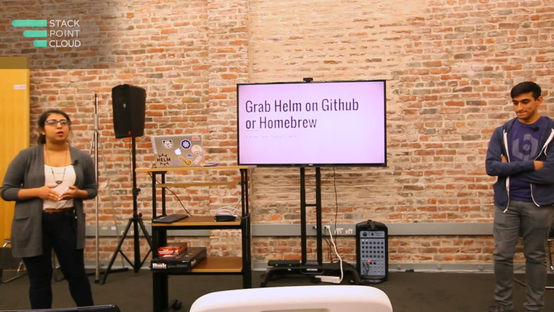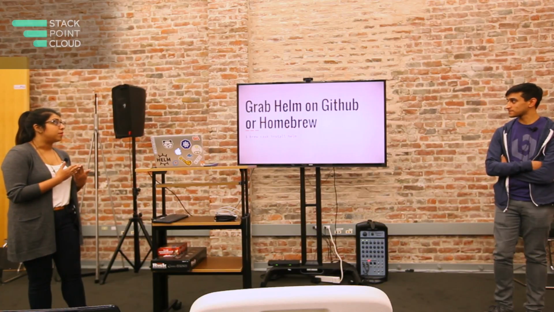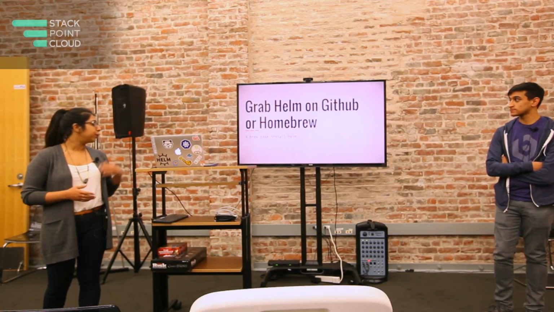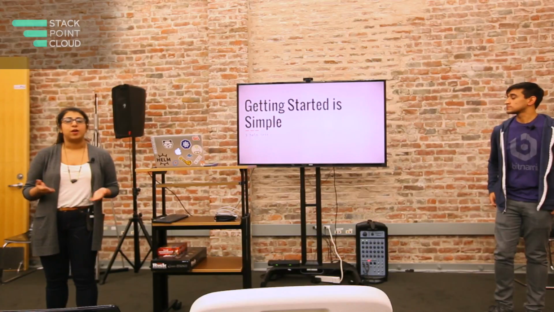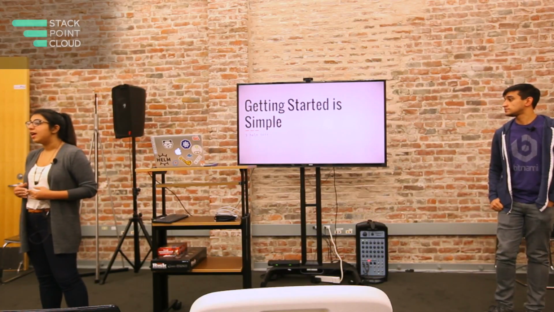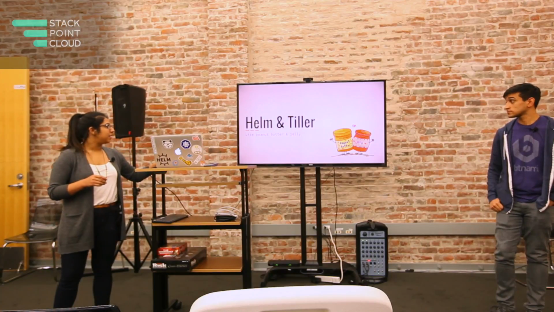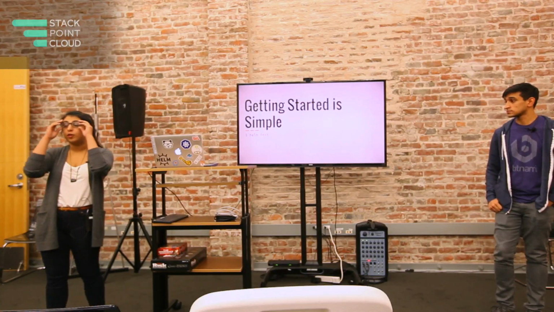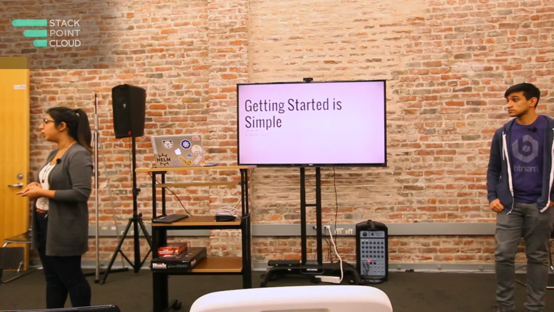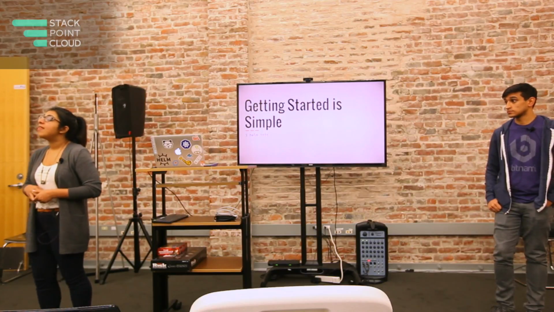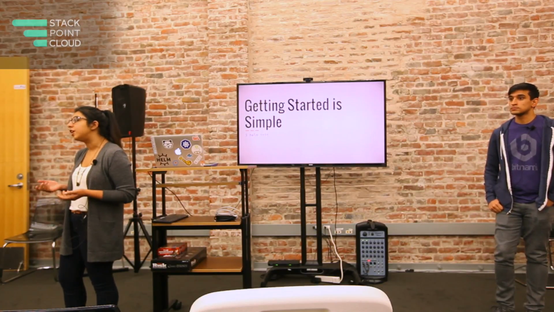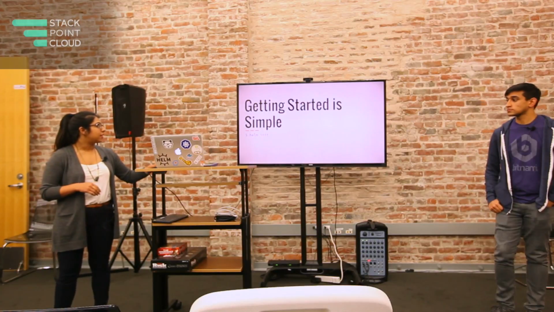So if you want to use Helm, you can grab it from the GitHub release page or from Homebrew. And the first command that you run to get started with Helm is helm init. And helm init does two things. First, it configures your local environment to work with Helm itself. And then it also installs this thing called Tiller into your running Kubernetes cluster. So Tiller is a humble pod that lives his life in Kubernetes itself.